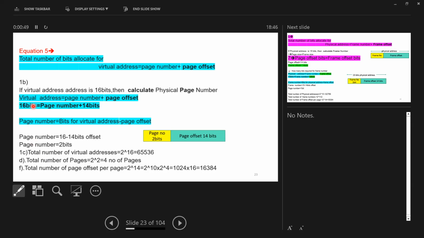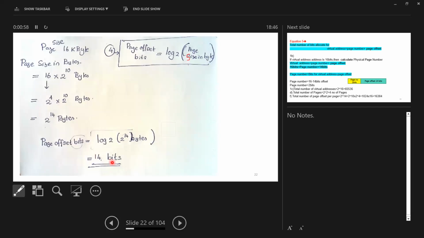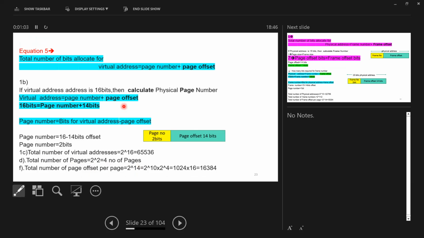So 16 bits equals page number plus 14. Page offset is 14 because we have already got the answer, page offset 14 bits. Then what is the page number? Page number is equal to 16 bits minus 14. So page number equals virtual memory address minus page offset. 16 minus 14, that is 2 bits. So page number 2 bits, page offset 14 bits.